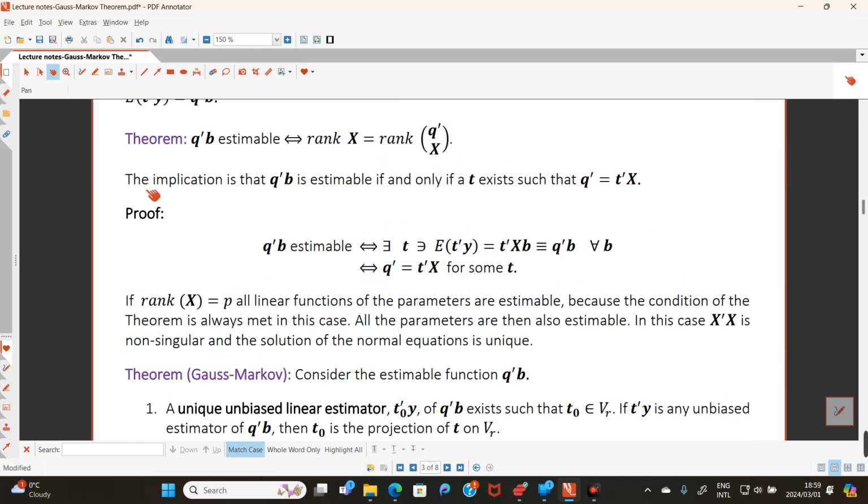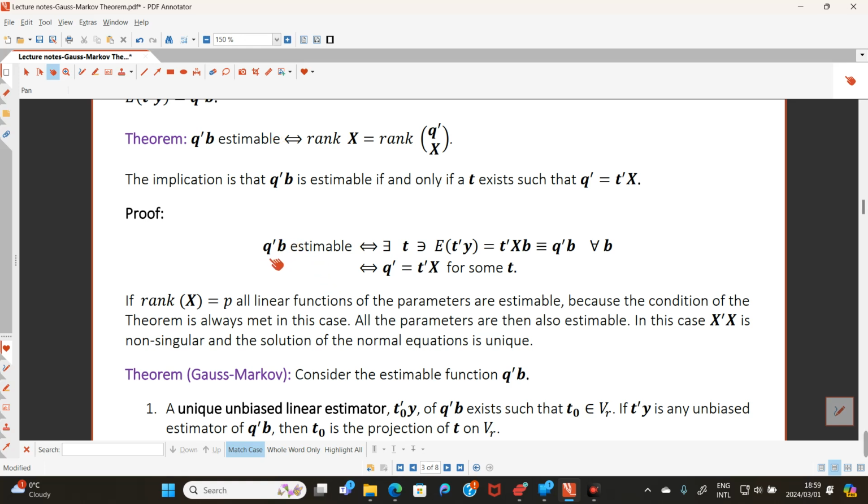I will also explain the implication of this in detail, but let's first look at the proof. So for a moment, forget about this implication and the result. Let's look at the proof of the theorem. The proof is pretty simple.